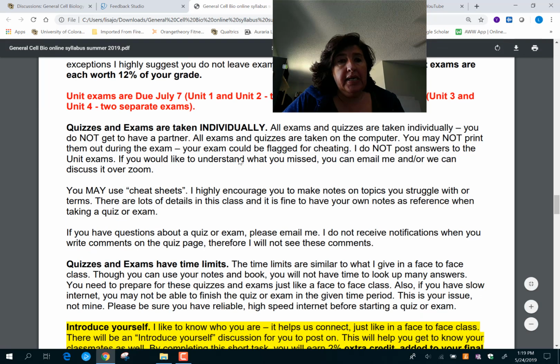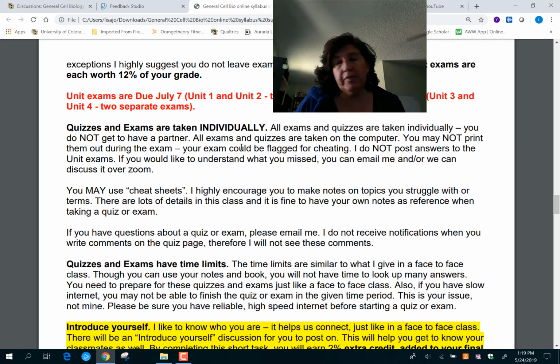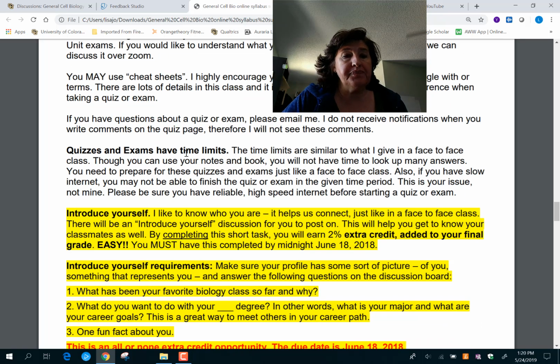Due dates. Yeah, you can't take quizzes and exams together. Okay, duh. I'm not using Proctorio. If you want to have sheets out here, you want to have your book open, you want to have web pages open, go for it. The quizzes are timed so that you really need to know most of the material. You don't have time to look up all your answers.